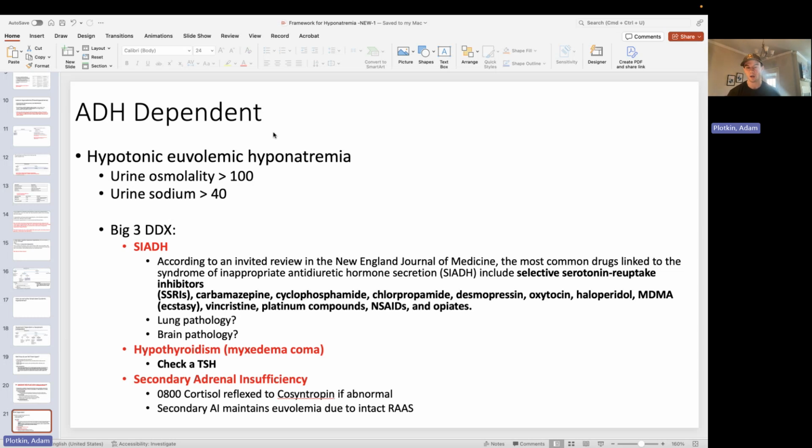SIADH is also linked to lung pathology. So things like small cell lung cancer that can release ADH on its own, right? So that's ectopic ADH release. We also have just classic lung pathologies that are linked to an unknown mechanism causing release of ADH. There's also the classic infection Legionnaire's disease that is linked to hyponatremia, likely due to an ADH mediated response.